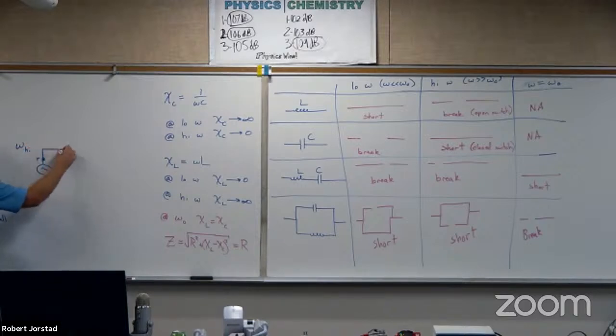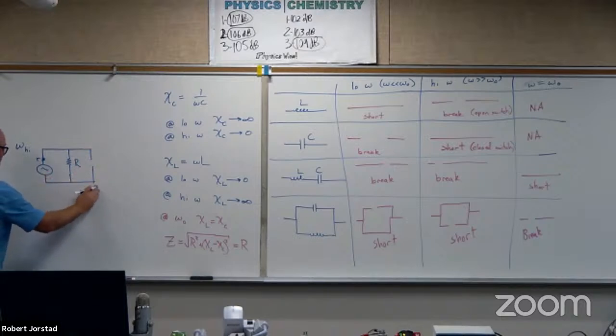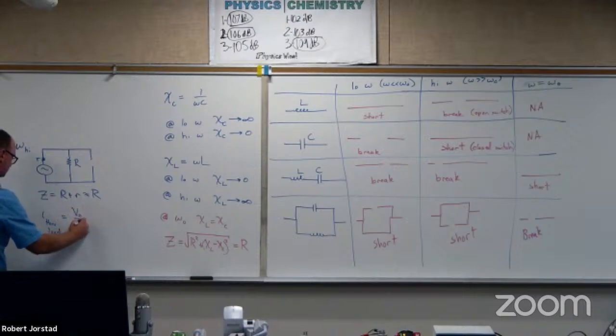If we go to omega high, we still have this resistance. We still have this resistor, but at high frequency, the inductor acts like a break. Well, in this case, Z is equal to R plus R, which is approximately equal to the load resistance. And we see the current amplitude through the load resistor is the source voltage amplitude divided by resistance.